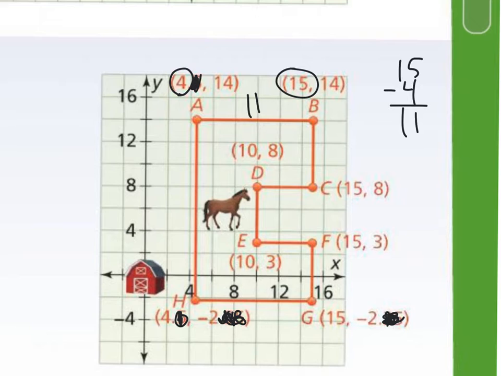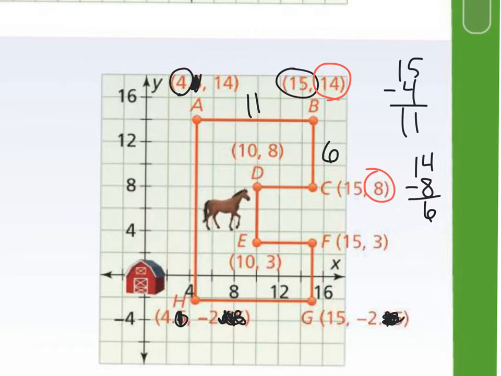We go from B to C. This time the Y values are different, so we could think about going from 8 to 14. And that would be a distance of 6. Again, they're in the same quadrant as each other, so if you wanted to, you just do 14 minus 8, which would be 6.